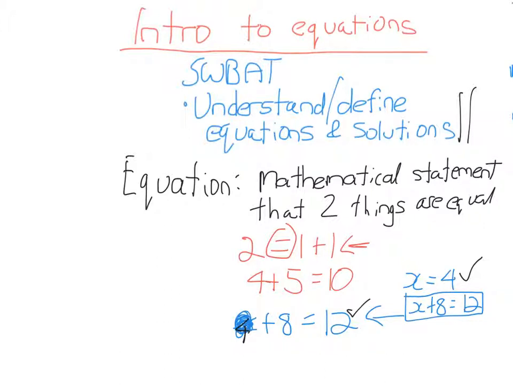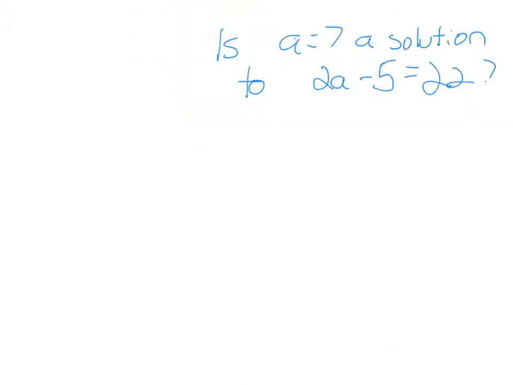Alright, so let's just do another quick example. Is a equals 7 a solution to the equation 2a minus 5 equals 22? To check if something's a solution, all we need to do is substitute it into the equation. So this is the equation. The giveaway is the equal sign. That's how I know that this is an equation.